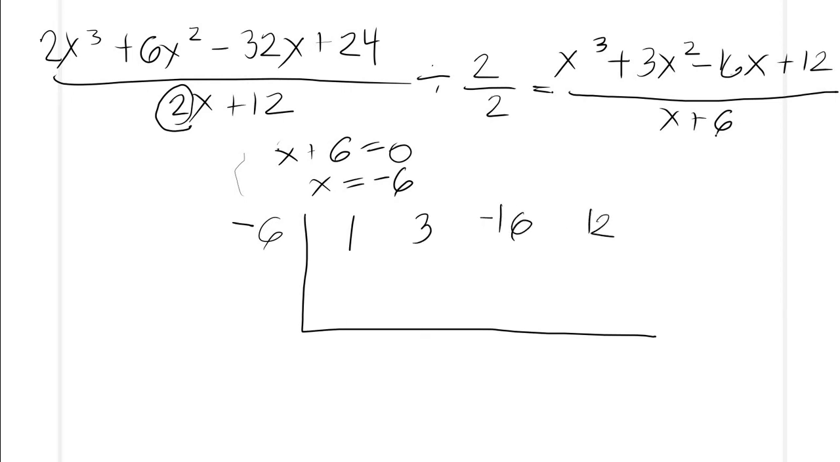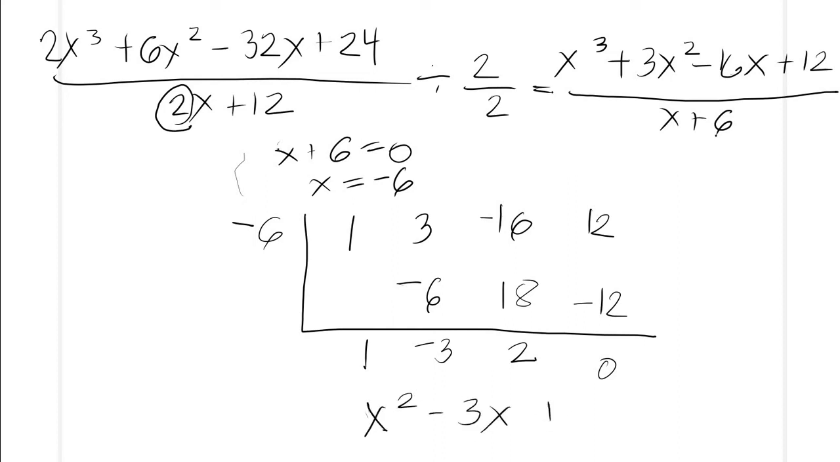So we bring down 1, that's 1 times negative 6, 3 minus 6, negative 3 times negative 6, that's 18, minus 16, that's 2, times negative 6, that's negative 12, so our remainder is 0. And our answer is x squared minus 3x plus 2.